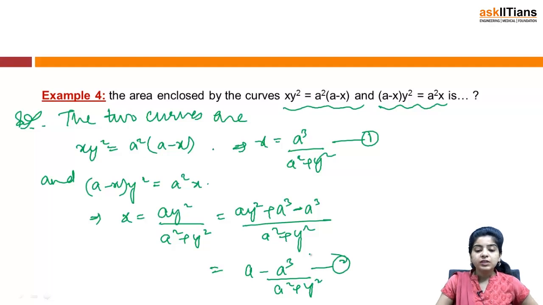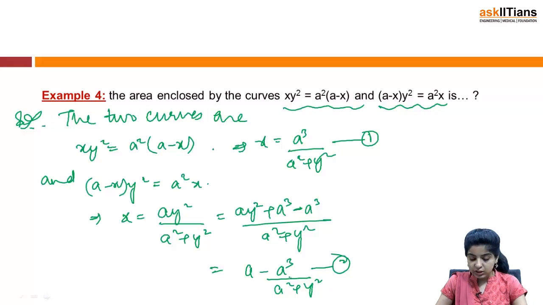Now from the equation of curve 1 you can see it is symmetrical about the x axis. That means if you replace y by minus y, the curve remains unchanged. Therefore it is symmetrical about the x axis, and it has the y axis as its asymptote. Similarly, curve 2 is symmetrical about the x axis. If you replace y by minus y, it remains unchanged, and therefore it is symmetrical about the x axis, with the tangent at the origin as the y axis, and the asymptote is x equal to a.